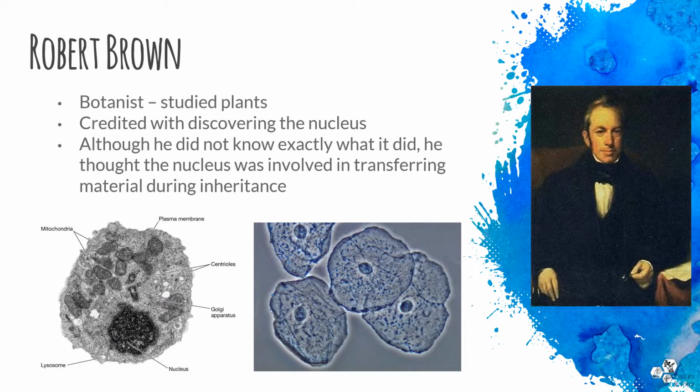Now, the last interesting part of this history of cells is Robert Brown. He is the one who's credited with discovering the nucleus. He didn't know exactly what it was, but through his research, he said it has to deal with how we pass on our traits to our offspring, to our children. It's involved in what we call inheritance, and he ended up being right. But that was pretty impressive for back in the day, using these very old microscopes that aren't nearly as good as the ones we have today.